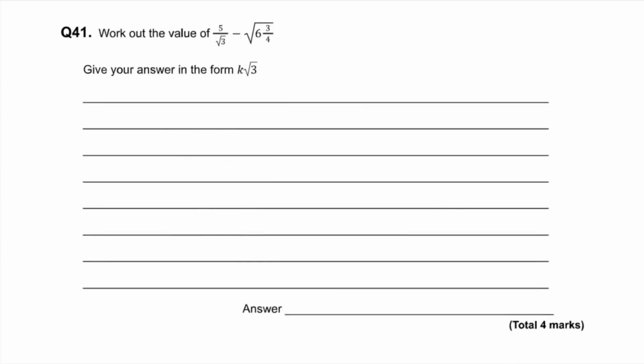Okay. Question 41. Work out the value of 5 over root 3 minus the square root of 6 3/4. Give your answer in the form k root 3. Okay, I think I'm just going to do the same thing as I did earlier. I'm going to work on those two separately first, and I'm going to bring them back together again, reunite them after I've simplified them down a bit. So let's start with 5 over root 3. Rationalising the denominator, multiplying everything through by root 3 over root 3. That's going to make the denominator 3 on the bottom, and I'm going to get 5 root 3 on the top. Okay, so that's going to be my new yellow bit.